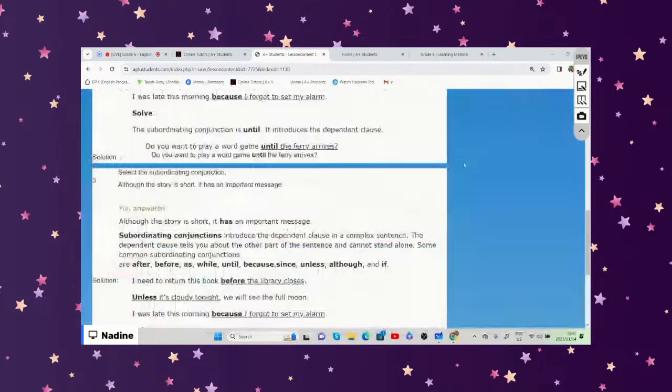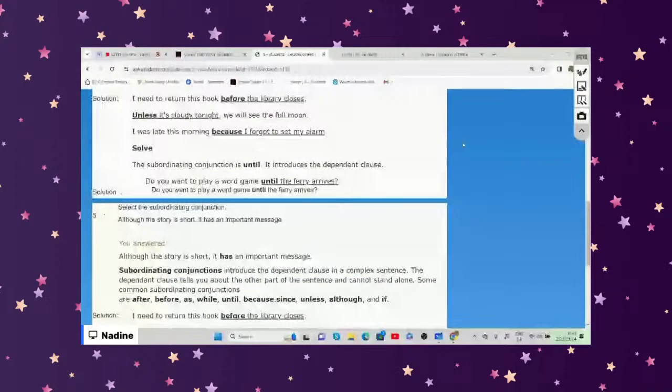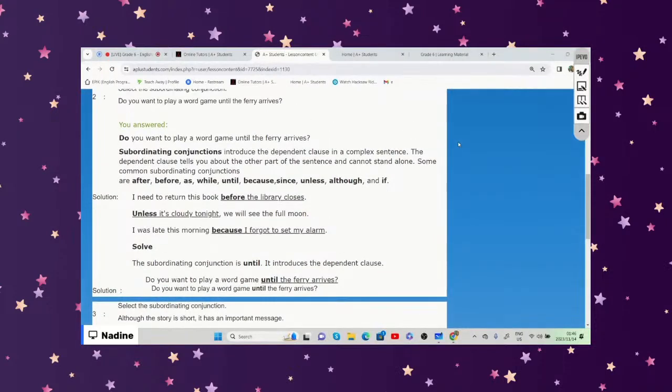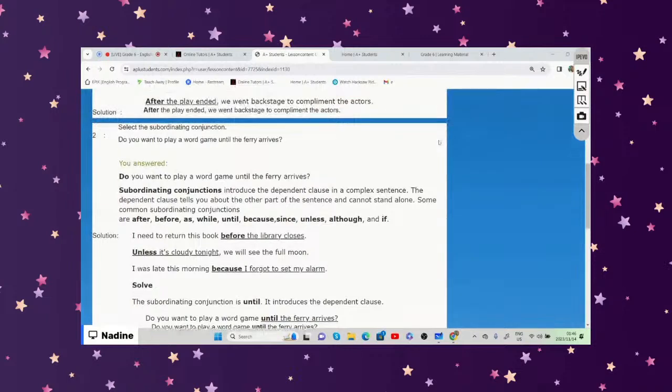Oh, it's working. All right, so basically that is now the end of our lesson for grade six on subordinating conjunctions, right? And we mentioned some of the common subordinating conjunctions, which are after, before, as, while, until, because, since, unless, although, and if.